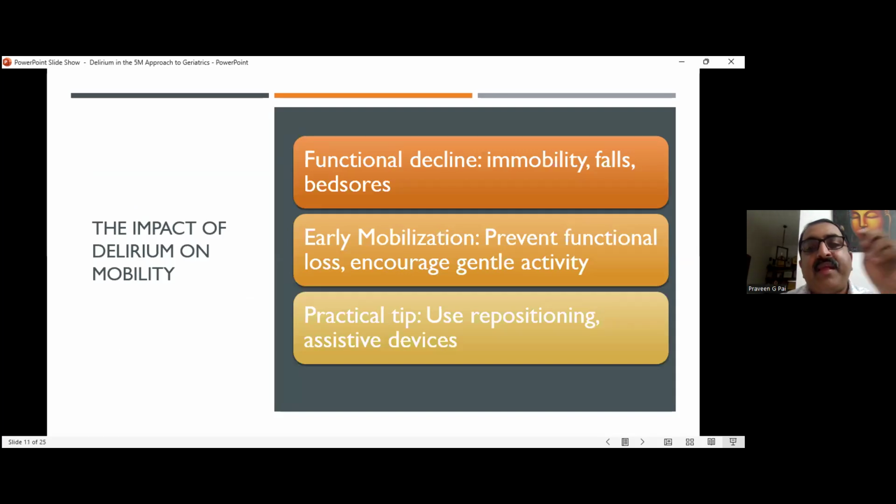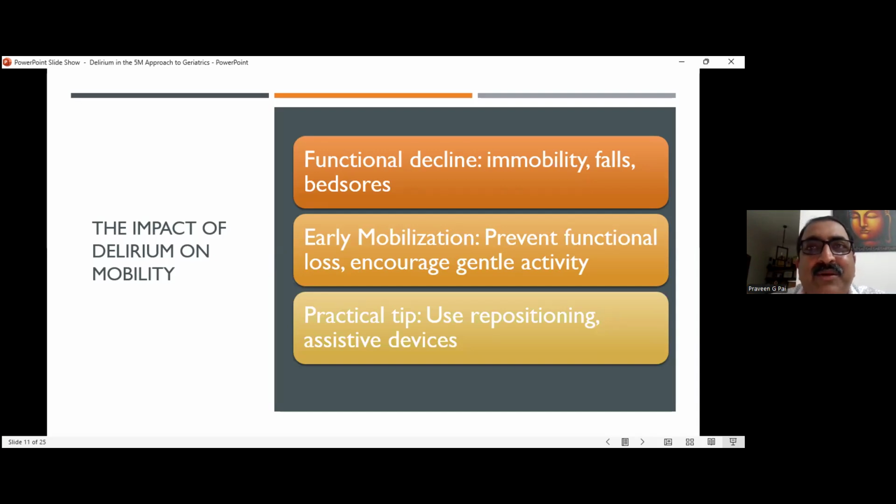So delirium can actually impact mobility. Once we are thinking in the 5M framework, one is mobility for sure. Sure, we have to think of mobility, as well as mentation, which we have discussed so far. Now, mobility is definitely affected in a person, and it can result in significant functional decline.